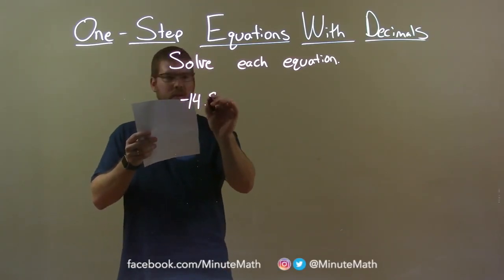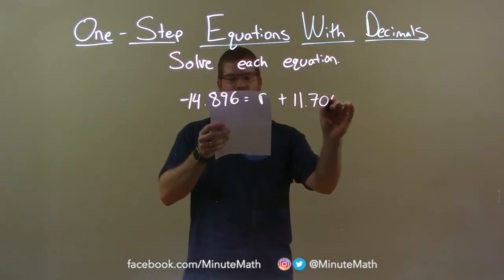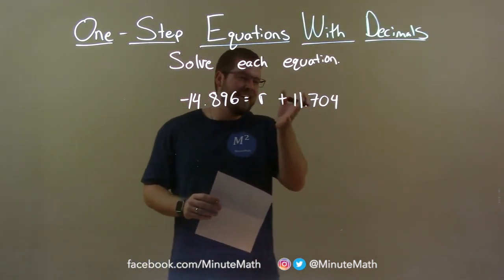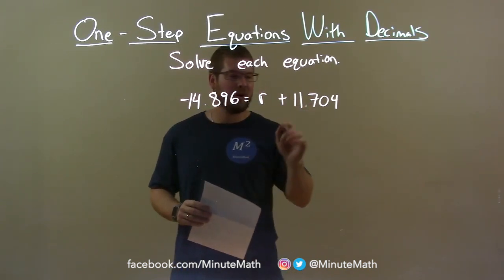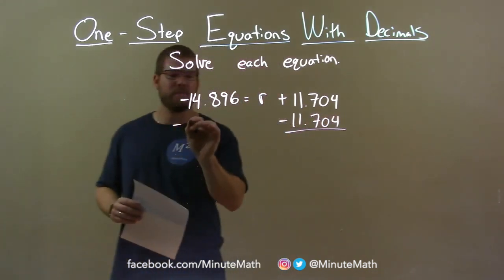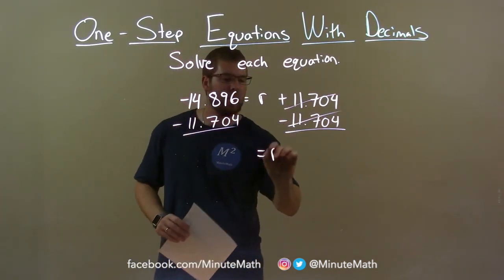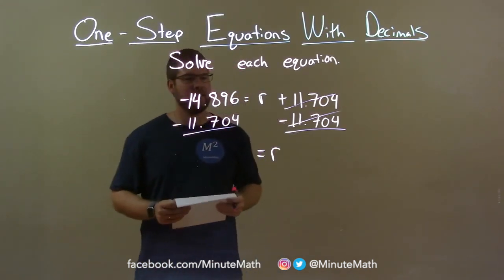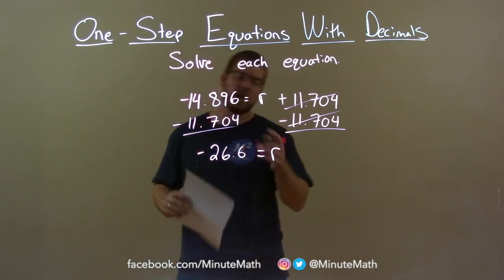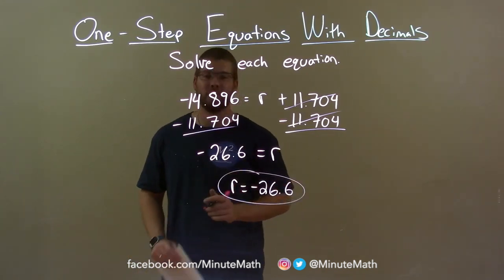Negative 14.896 equals r plus 11.704. All right, I want to get r by itself. So we're adding 11.704 to r. Opposite of addition, subtraction. If I subtract 11.704 from both sides, I eliminate the 11.704 on the right, giving me r by itself. Now, negative 14.896 minus 11.704 is a negative 26.6. We can rewrite this to have r come first, so r equals negative 26.6, and that is our final answer.